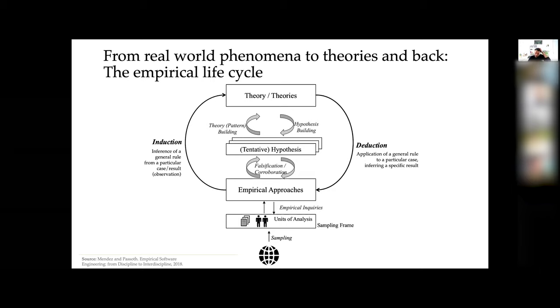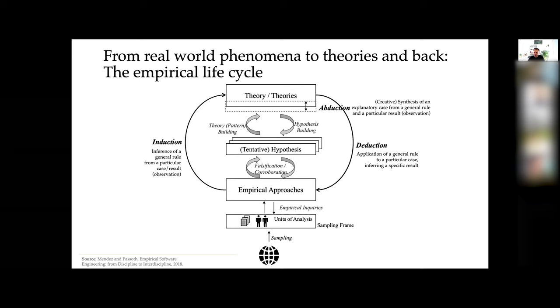Now, just for the sake of completeness, there's a third view on that, which is called abduction, which means the creative synthesis of an explanatory case from a general rule and a particular result, which means I make an observation, and this observation cannot be true unless something else is true.